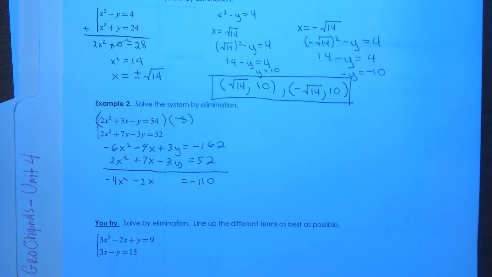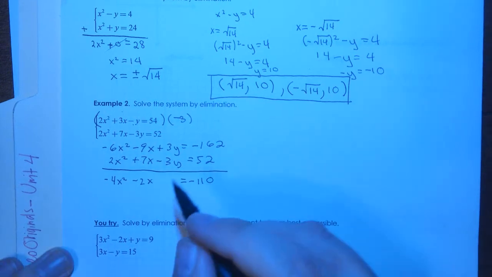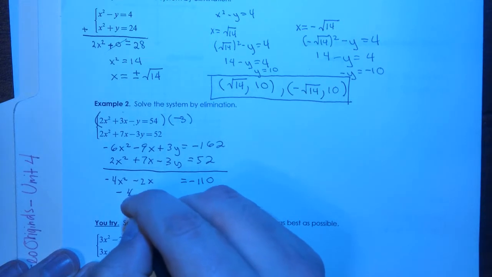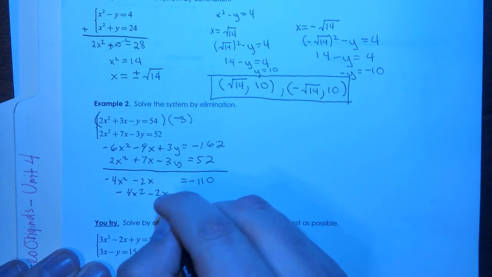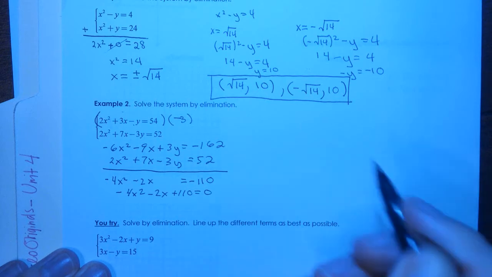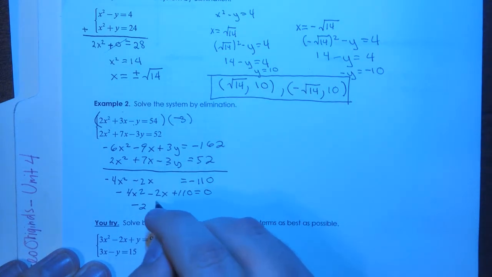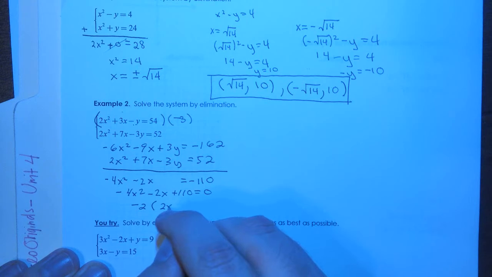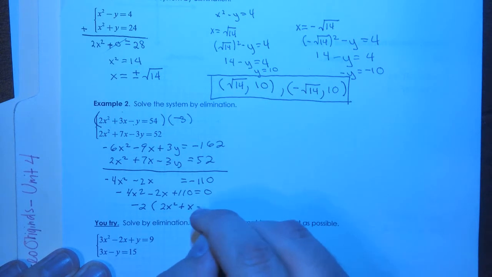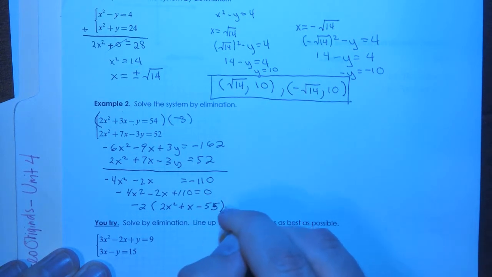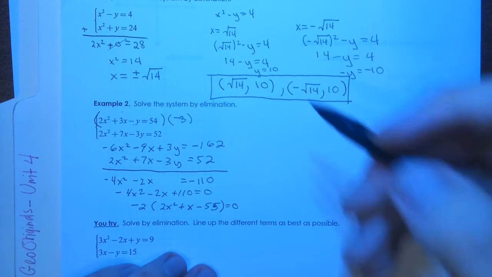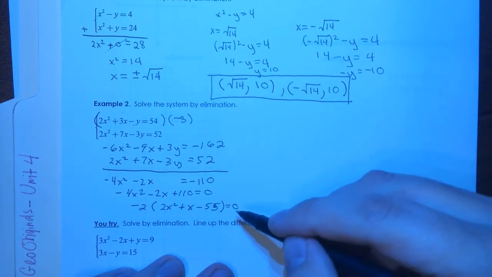So what I will do here to solve this equation is move everything to one side so that it equals 0, and then attempt to solve by factoring, because that's going to be your primary means of solving a quadratic system. So if I do that, negative 4x squared minus 2x plus 110 is equal to 0. If you take out a negative 2, that's your GCF, you'll be left with 2x squared plus x minus 55 is equal to 0. Alright, so now what I need to do is factor this polynomial.